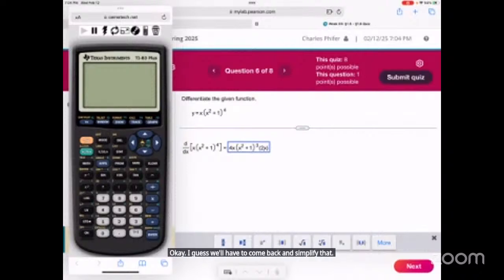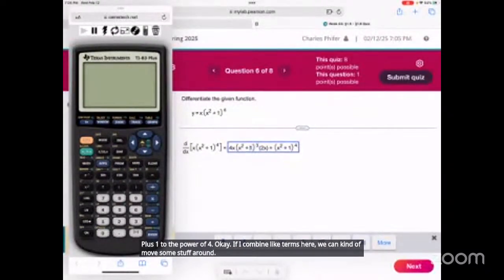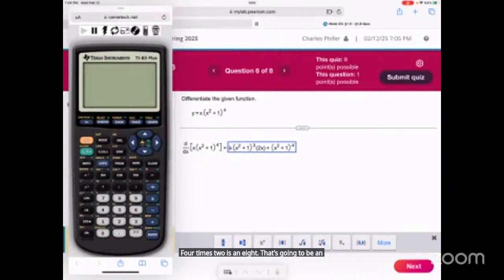So we did the first times the derivative of the second plus the second times the derivative of the first. The derivative of the first is just a 1, so the second just persists. Plus 1 to the power of 4. Okay. If I combine like terms here, we can kind of move some stuff around. The 4 times 2 is an 8. That's going to be an 8x squared here. 8x squared. Okay. And this is gone. Okay. I'm going to go with that.